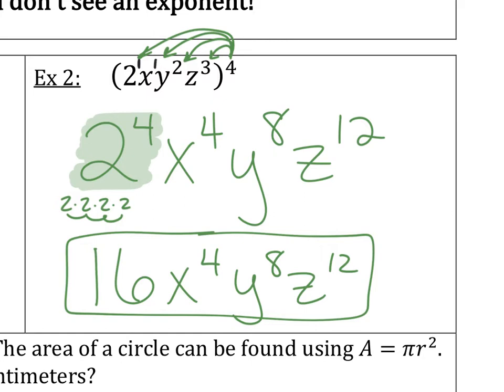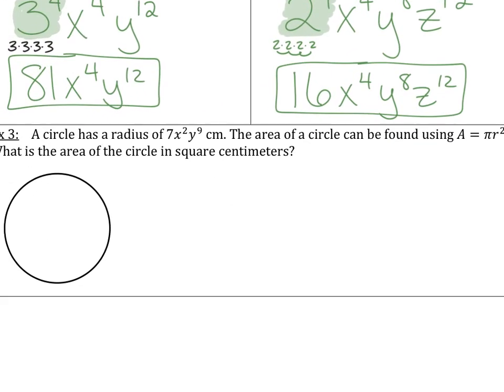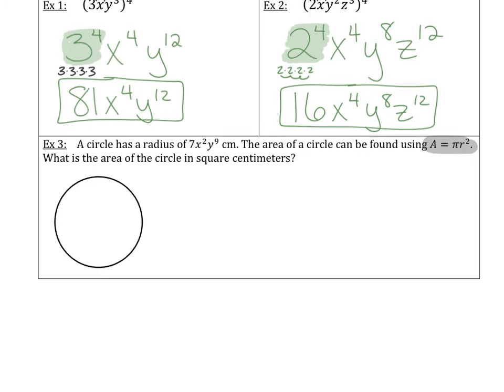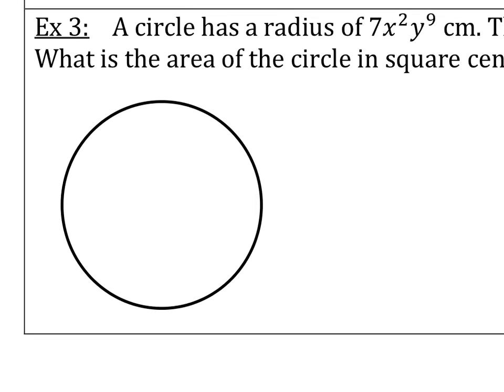All right, let's see this geometry question. It says, a circle has a radius of 7x squared y to the 9th centimeters. The area of the circle can be found using area equal to pi r squared. What is the area of the circle in square centimeters? First things first, let's draw a picture. What's a radius? If I drew a middle point, it would just be like that, right? That's a radius. All right, let me label my radius, 7x squared y to the 9th.